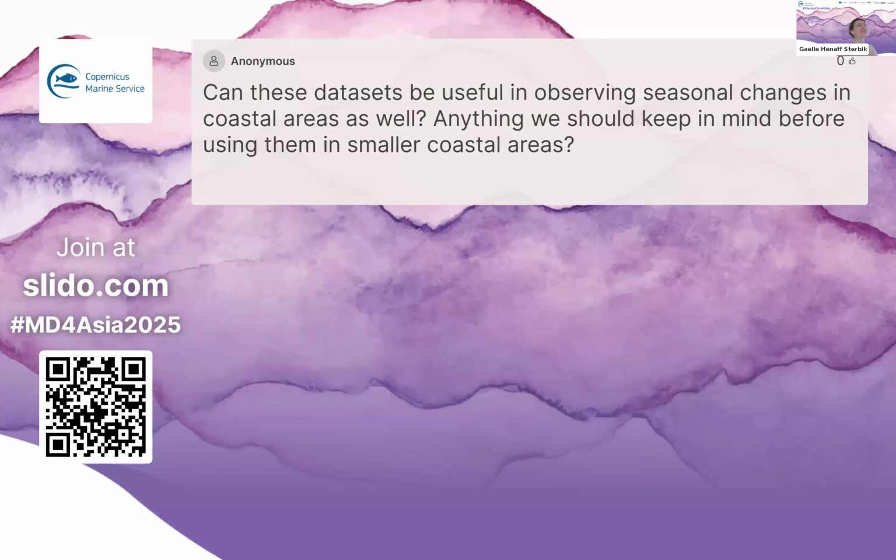Can these datasets be useful in observing seasonal changes in coastal areas as well? Anything we should keep in mind before using them in smaller or coastal areas? Well, first of all, yes, the more general answer is that basically all datasets can be used in any other region as well. For example, the tutorial I showed, you can repeat it in the same area with different variables. You can add seawater temperature, for example, as well. And you can also use this data in different zones for different studies. So it's very interchangeable.